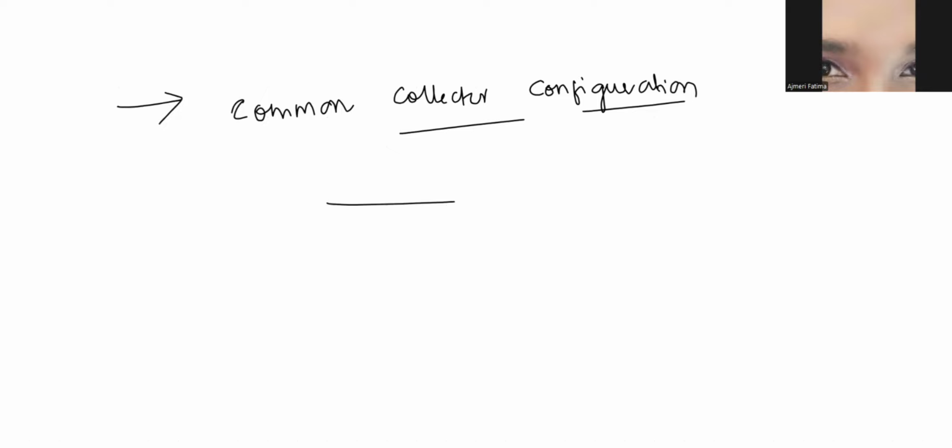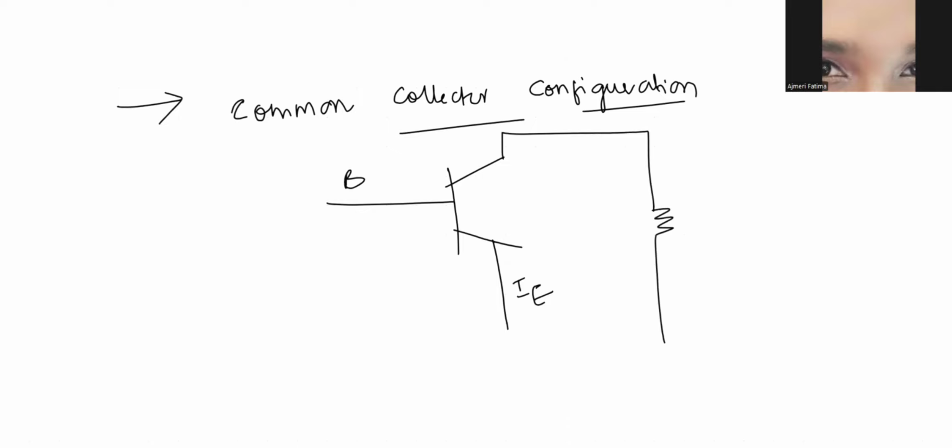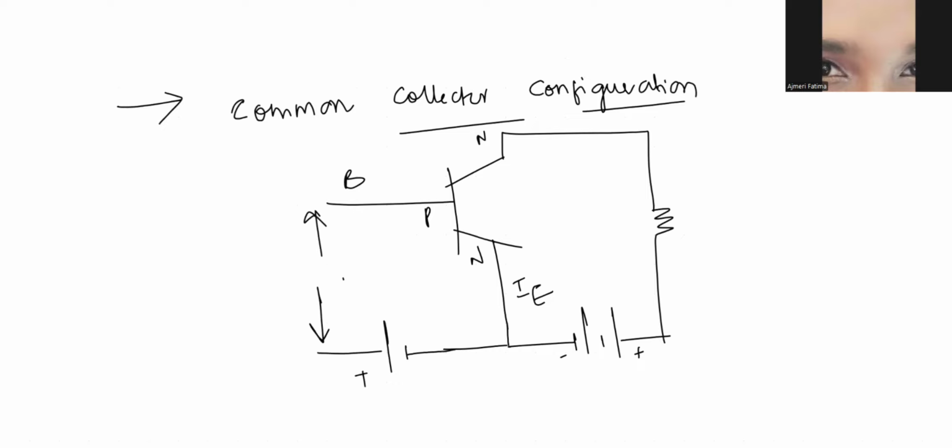So what are we making common? So emitter is made common. This is your emitter, this is your base, and here it goes the collector, right? Always remember that emitter base junction will be forward biased, and this is N, this is P, and this is N. Again, P is connected to positive, means it's a forward bias. So here we are going to give the input, and this is your output.